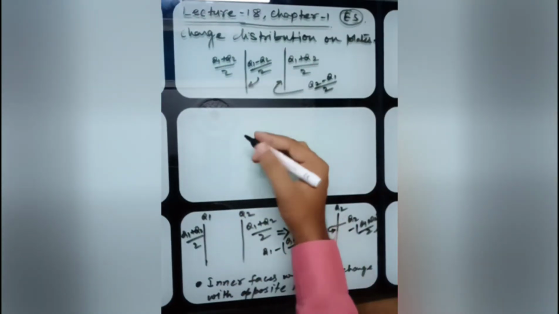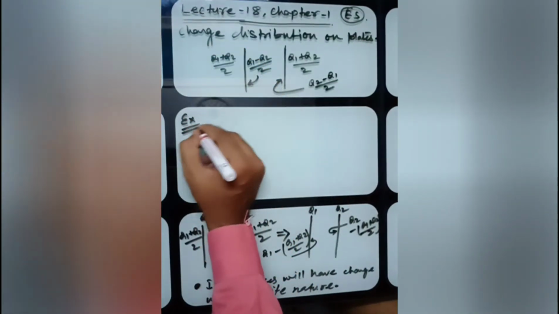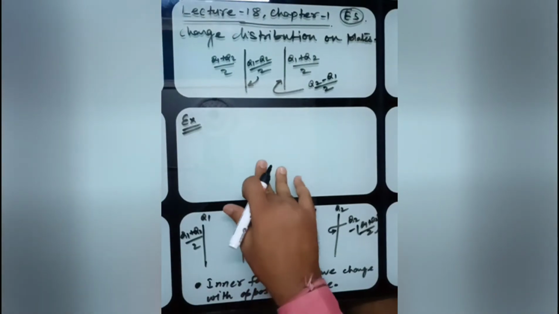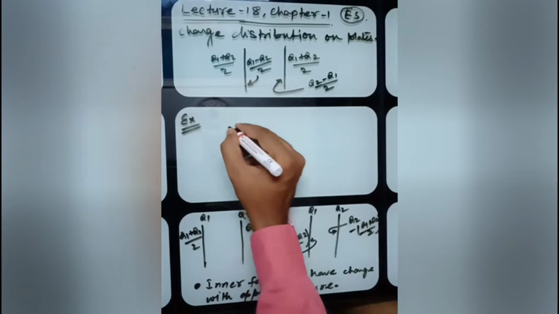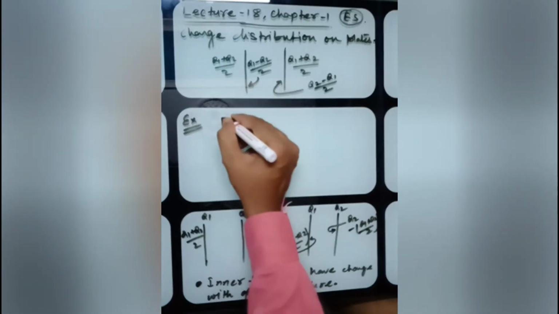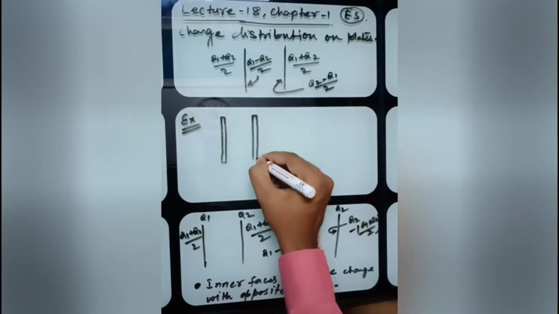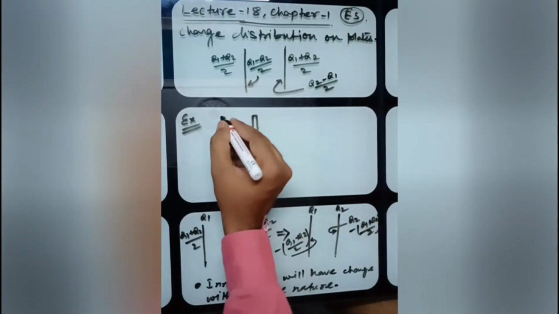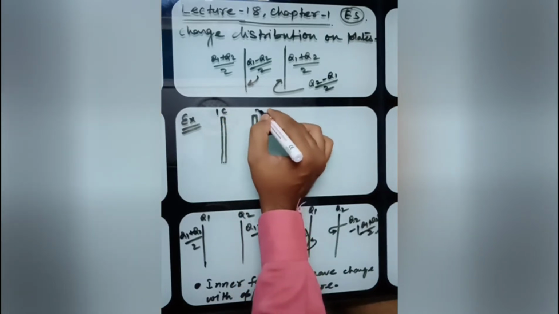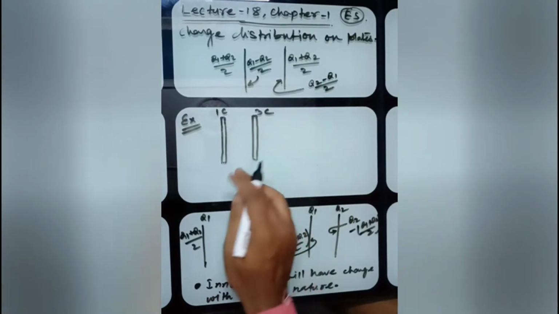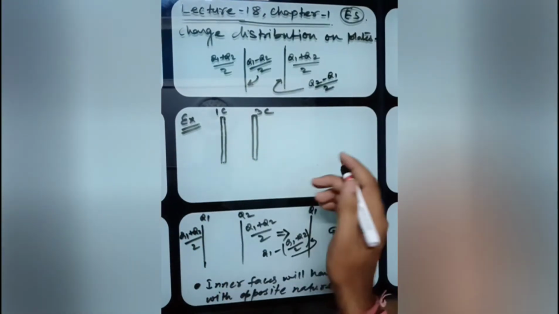I think we should have an example for more simplicity. So one example, suppose my dear student, you have plates. It is the first plate and the second plate. Here 1 coulomb, and here suppose 3 coulomb. You have to show the charge distribution. Try to solve it by yourself, otherwise I will solve this question.